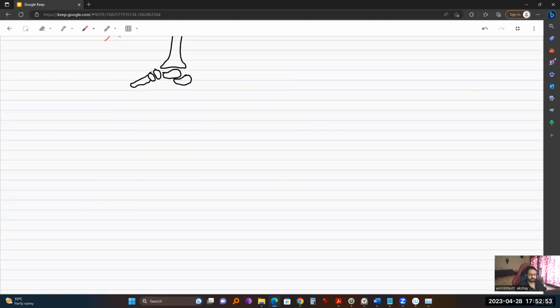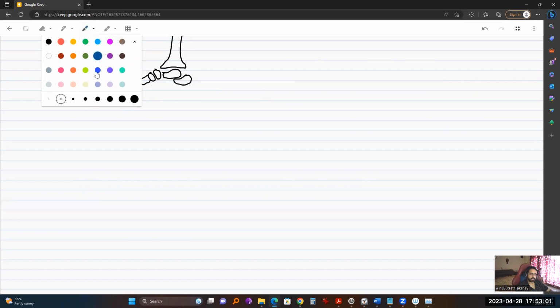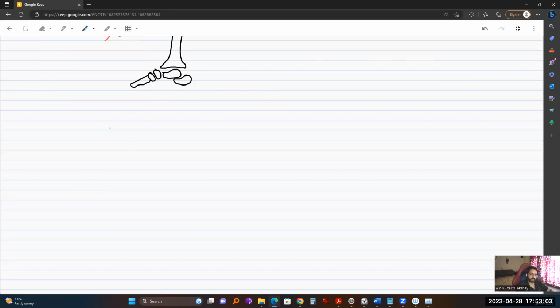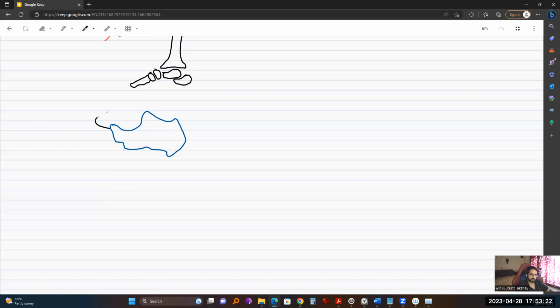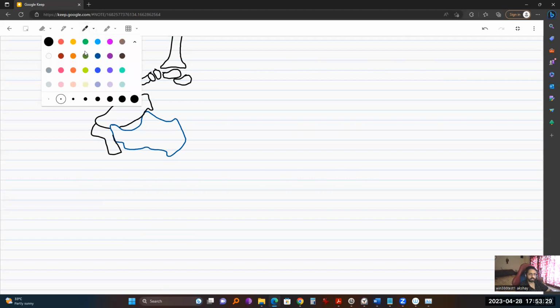Now let's see some interesting facts about a few fractures. One is the calcaneal fracture. Let's draw a calcaneum. Suppose this is the calcaneal bone, and the rest of the bones, the rest of the tarsal bones, are over here.